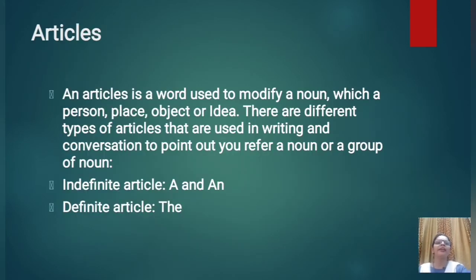Okay, articles. An article is a word used to modify a noun, which is a person, place, object or idea. There are different types of articles that are used in writing and conversation to refer to a noun or a group of nouns.